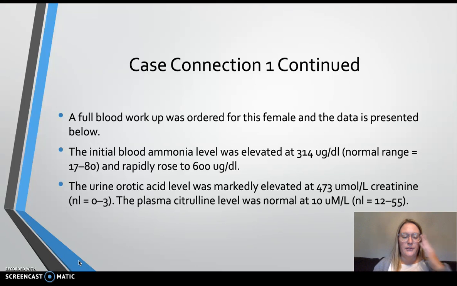So here we're just showing that the initial blood ammonia level was elevated and then increased even more, and then we also see that the plasma glutamine and the urine orotic acid levels were also elevated, but the plasma citrulline levels were normal.